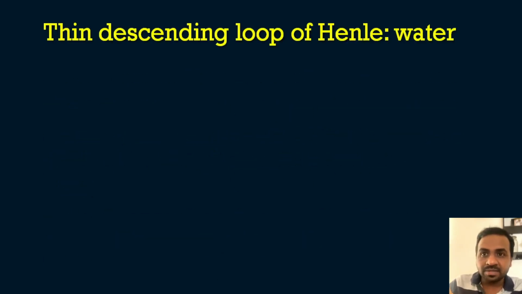Then comes the thin descending loop of Henle. In the descending loop of Henle, the only thing that is reabsorbed is water. This is another important point for you. Water is the only thing absorbed in the thin descending loop of Henle.